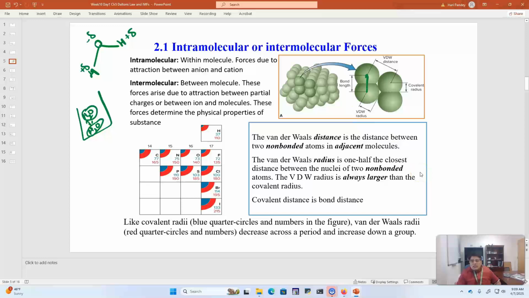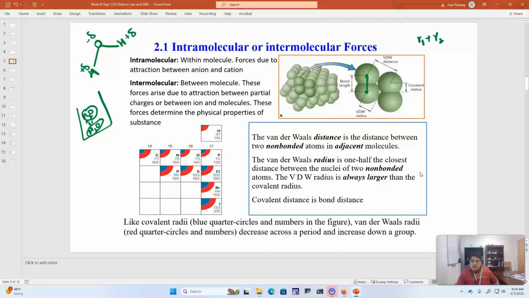This is the sphere, right? Its radius plus the other's radius is the bond length. Bond length is equal to the radius of one atom plus the radius of the other atom. That is the bond length. But what is the van der Waals distance? It is 1/2 of the distance between two non-bonded atoms.